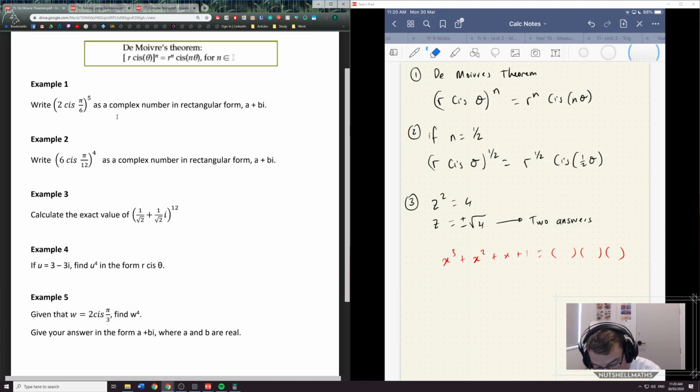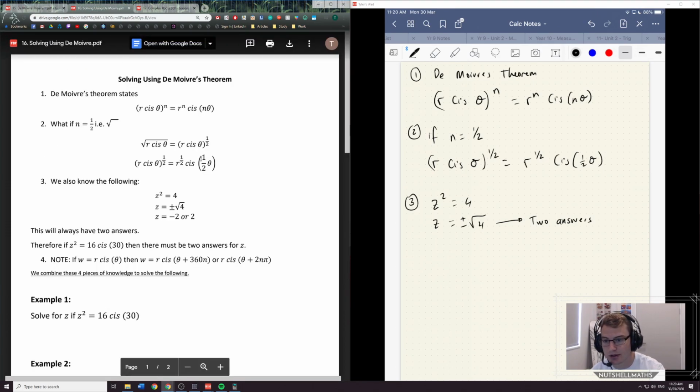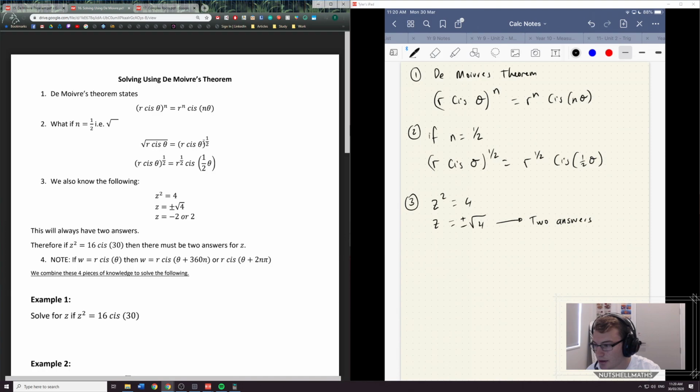Now let's combine these 3 thoughts together to solve one single problem, right? And here's my notes here for a second. So we've got de Moivre's theorem. We've got de Moivre's theorem if we used a fraction, exactly the same. We also know that the opposite of squaring is square rooting, and we always get 2 answers.